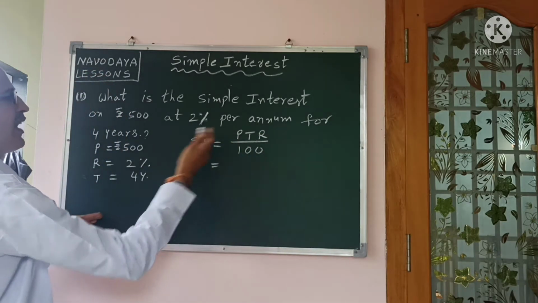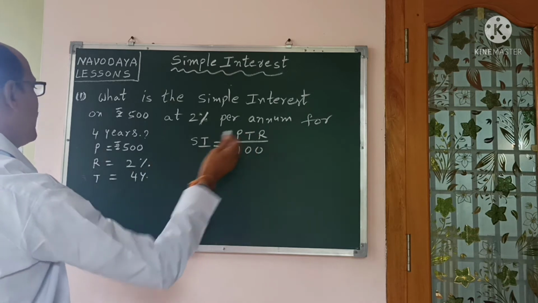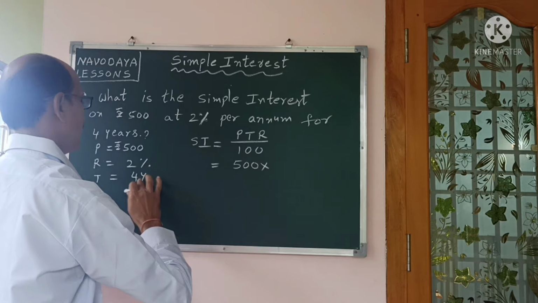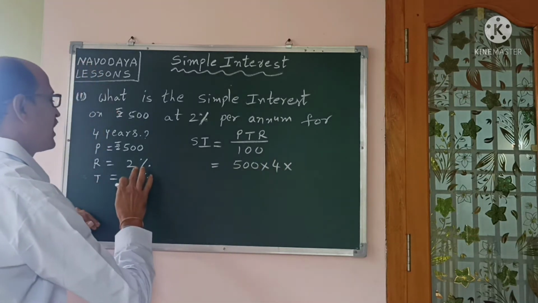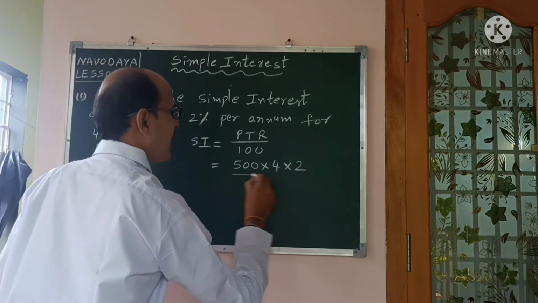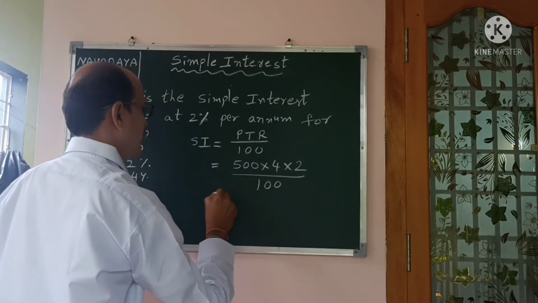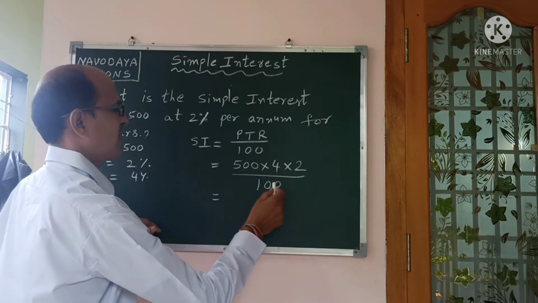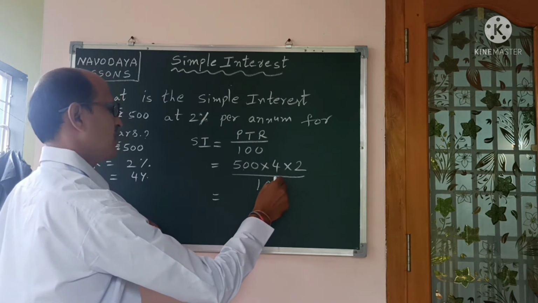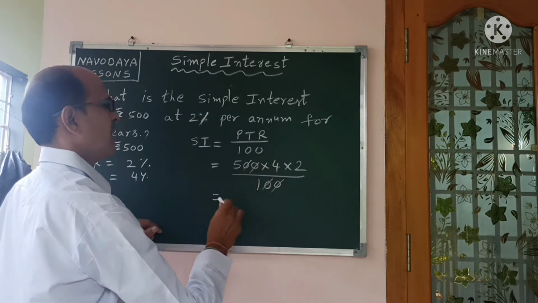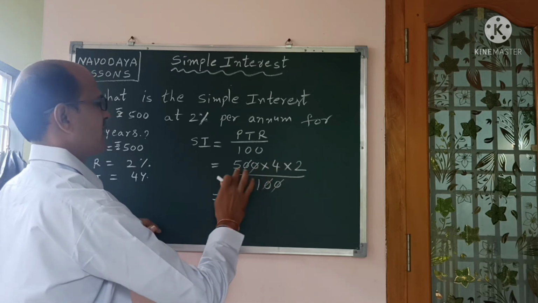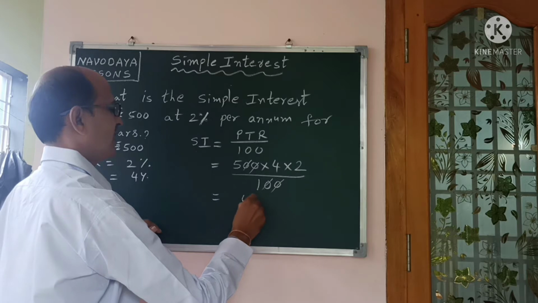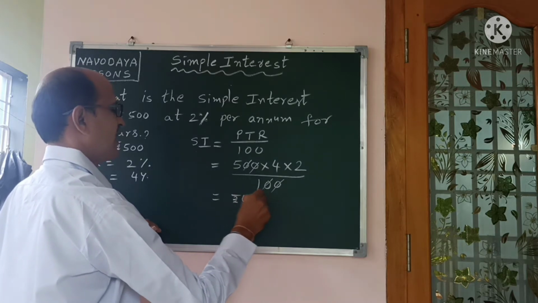Now substitute the values of P T R. P is 500, T is 4, rate of interest is 2 by 100, and we have to use the cancellation method. Here 2 zeros are there, here also 2 zeros, cancel the 2 zeros. Now multiply the numerators. 5 into 4 is 20, 20 into 2 is 40. So 40 rupees is the interest.